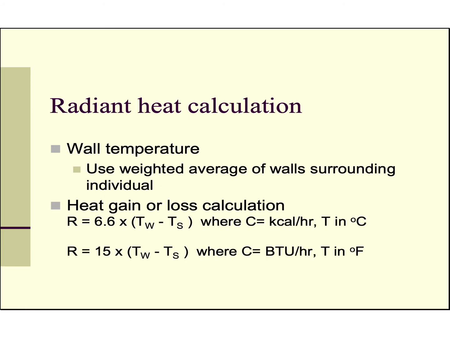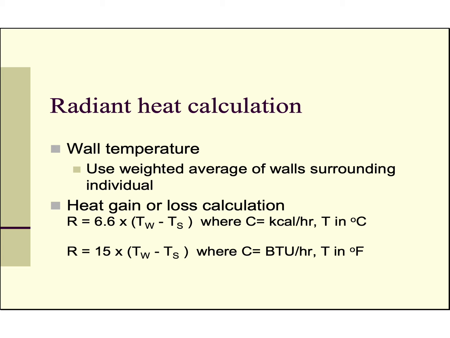Now let's look at radiant heat transfer calculations. For this, we have to note the wall temperature surrounding the individual. Obviously, if you're standing next to a furnace, the furnace wall is going to influence radiant heat gain or loss, but there are also other walls or maybe even open air surrounding you. So you have to use a weighted average of whatever surfaces are surrounding the individual. By weighted, I mean surface area weighted. Then to do the calculation, it's simply a matter of the difference in the wall temperature and the skin temperature. And just like with convective heat gain or loss, we look at the difference, and if the wall temperature is higher than the skin temperature, then it's a gain. Otherwise, it's going to be a loss.